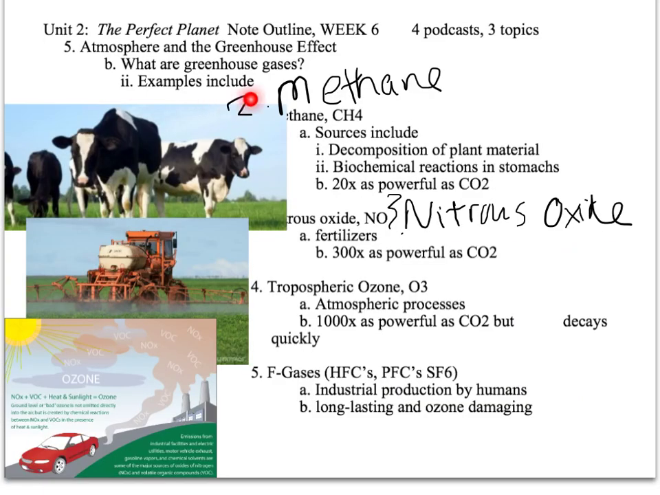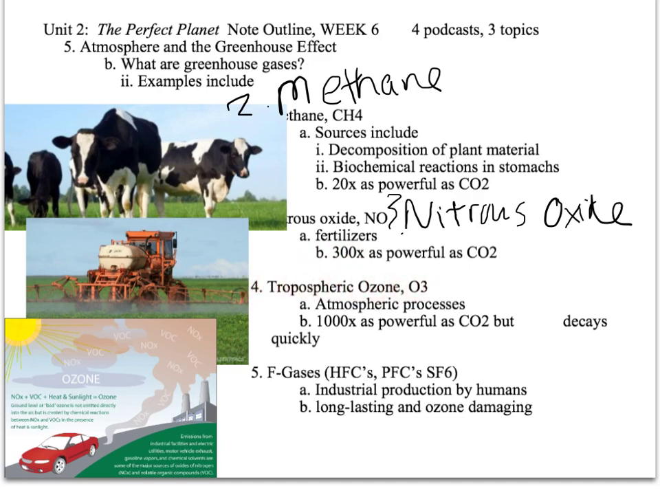Here's a couple more greenhouse gases. Methane, or CH4, comes from decomposition of plant material and biochemical reactions in stomachs, so cows' stomachs, and cows are releasing methane. Methane is considered 20 times as powerful as CO2. It's not the most important, quote-unquote, greenhouse gas because there's just more CO2, but it is a very powerful one to keep track of. Nitrous oxide. Fertilizers are a major emitter of nitrous oxide, and so the nitrogen is a huge problem here. Nitrous oxide is 300 times as powerful as CO2, so an extremely powerful greenhouse gas.